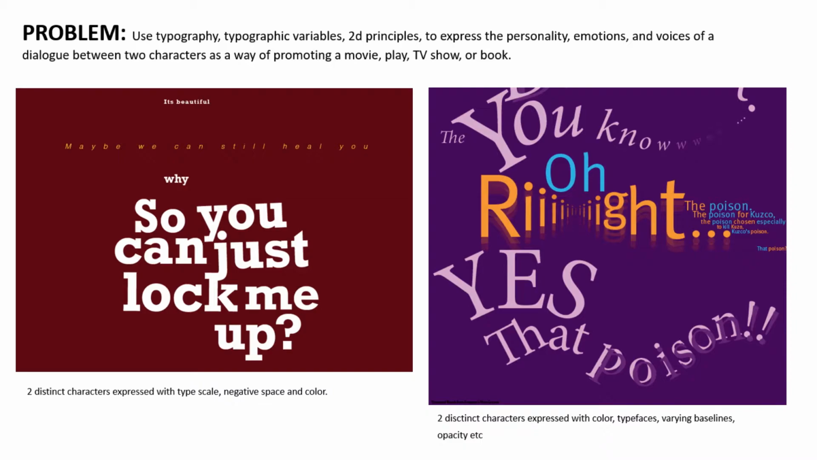So that's what we're going to be doing. You're going to choose a dialogue between two characters. Make sure the characters are very distinct from each other because that's going to be easier to express. And you can pick something from a movie, a play, a TV show, or a book. If you're going to do something like a movie or a TV show, if you just Google the transcript of the movie, then you'll be able to get the text. And if you're working with a book, well, the text is right there in front of you.